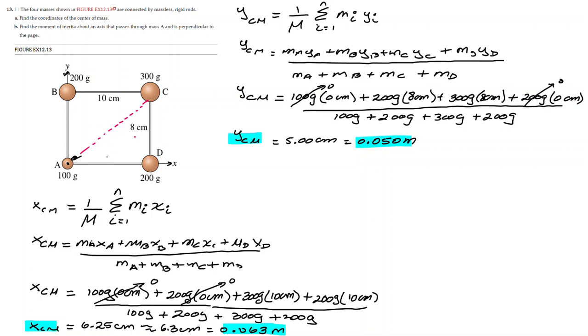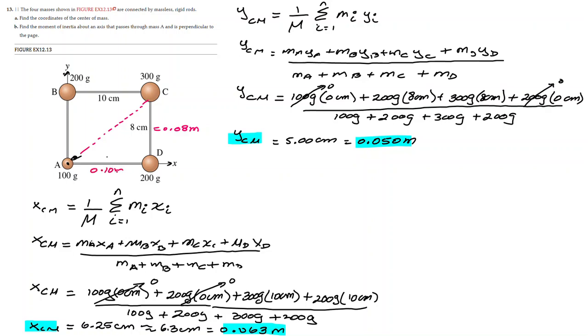Of course, we can use the relation between the sides of a right triangle, because here we have a right triangle with the right angle at mass D, right? So we know that this side of the triangle is 8 centimeters. Now I will work in meters because I want to get my moment of inertia with respect to mass A in kilograms meter square. So this is 0.08 meters, and this other side of the triangle would be in this case 0.10 meters.